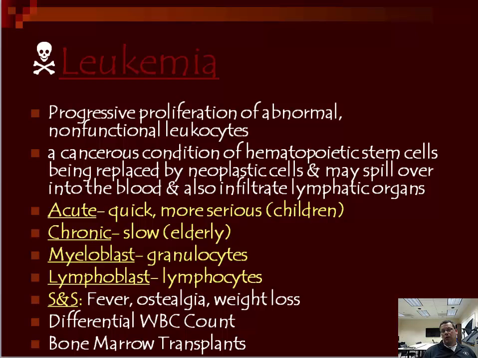The first letter of each word stands for neutrophil, lymphocyte, monocyte, eosinophil, and basophil. You can see a distribution of white blood cells who's the most common, who's the least common.